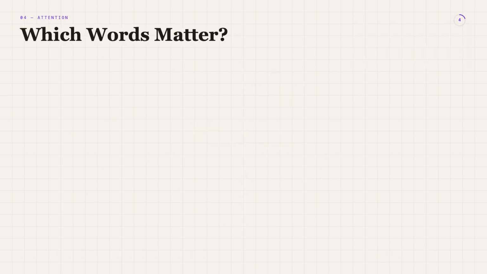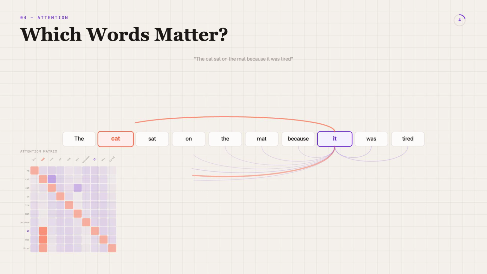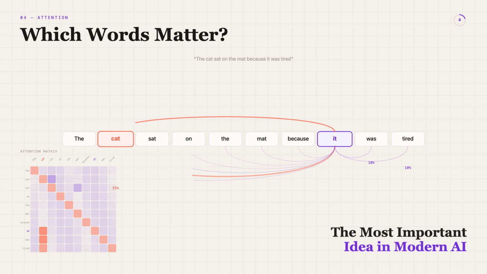When you read the sentence, "the cat sat on the mat because it was tired," you instantly know that "it" refers to the cat, not the mat. Attention is how the AI figures this out. It looks at every word in the sentence and asks, which other words are most important for understanding this one? It creates connections between words, giving more weight to the ones that matter most. This is the single most important idea in modern AI.